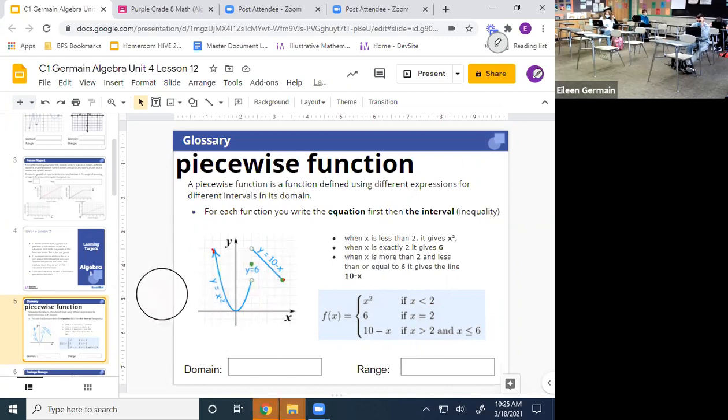So piecewise means it just has a bunch of different segments to it with different rates of change. Okay? Moving forward, let's take a look.